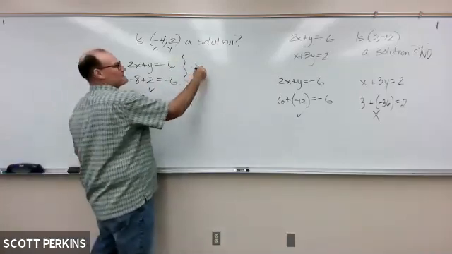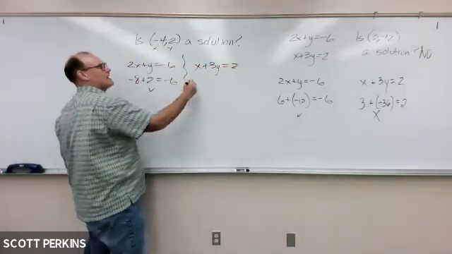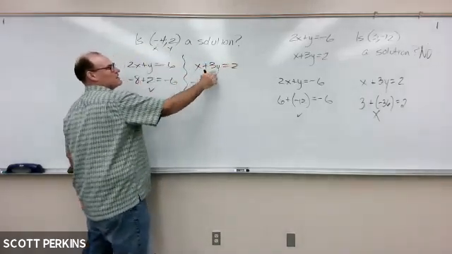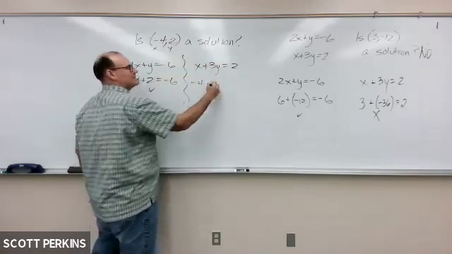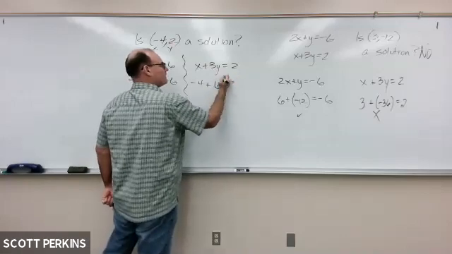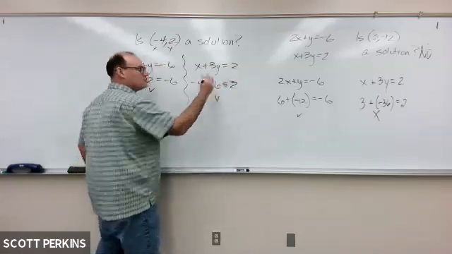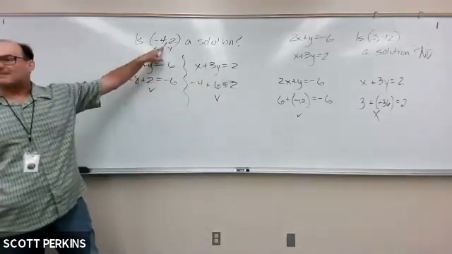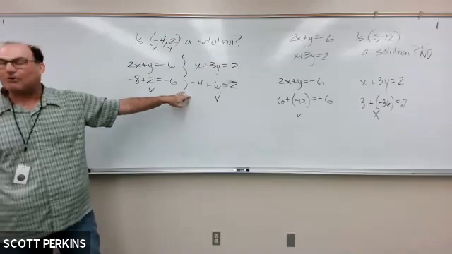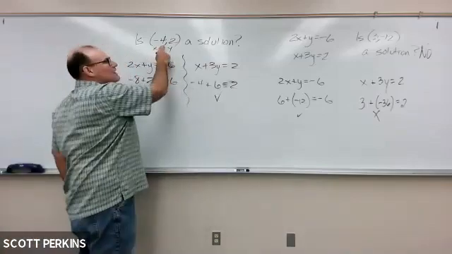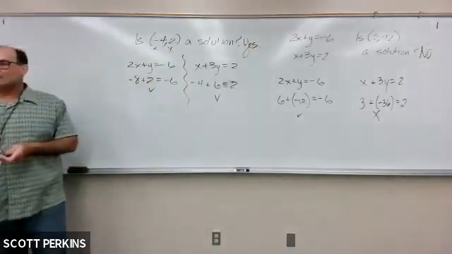The other equation is x plus 3y is equal to 2. So the x value is -4 plus 3 times the y value is 2. So 3 times 2 is 6. And again, -4 plus 6 is equal to 2. That point works in both equations. It gives me a true statement. That's what I'm looking for. And so is -4, 2 a solution? And the answer to that is yes.